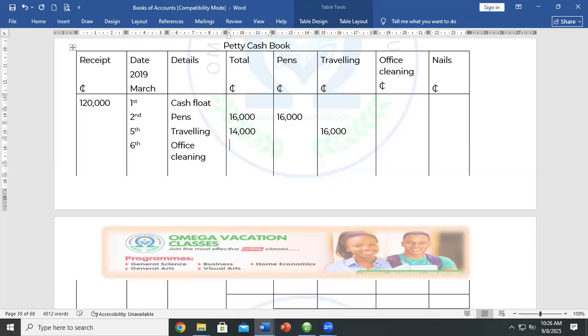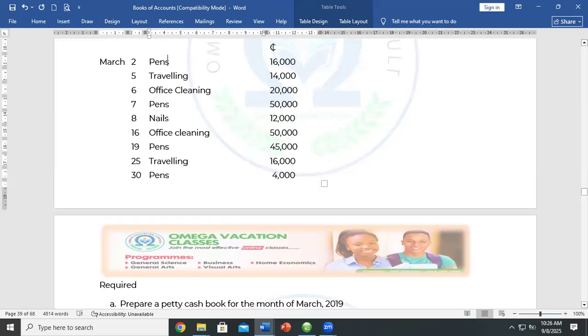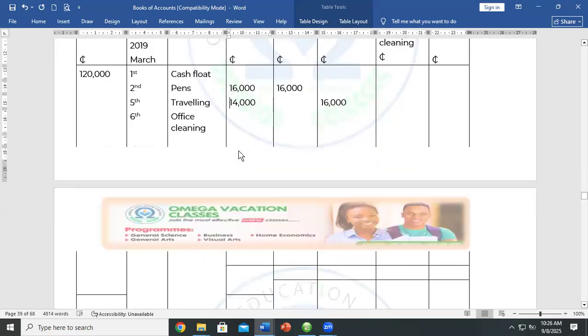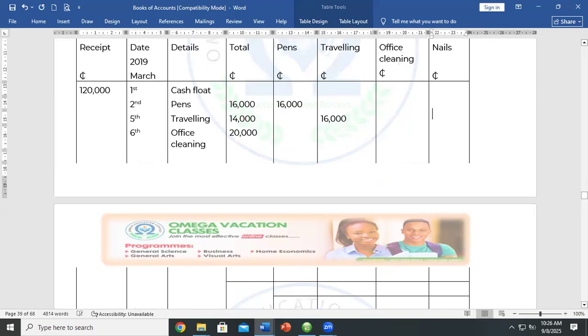Let's look at the amount involved. Office cleaning, 20,000. So you put it under the total column. Oh, sorry, 50,000. No, 20,000. And then you go under the office cleaning expense column and you put it there, 20,000.